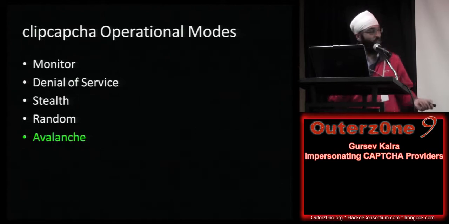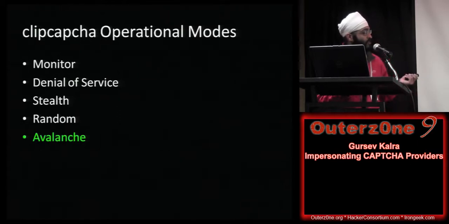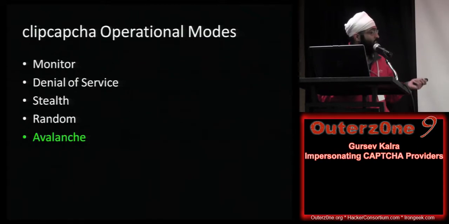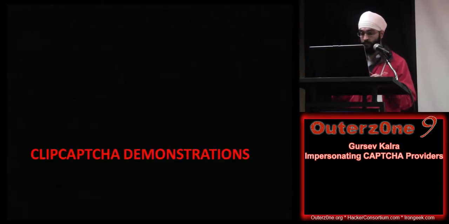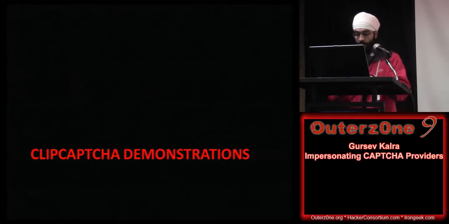And there is a random mode which would send out random true and false responses. This is just a teaser mode. And there is an avalanche mode. Once you initiate this mode, every CAPTCHA request that comes to Elipcapcha would be responded to with a true. So all the CAPTCHAs get approved. So let's look at a few demonstrations here.